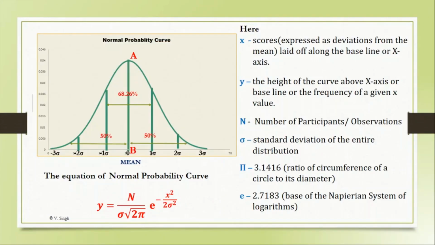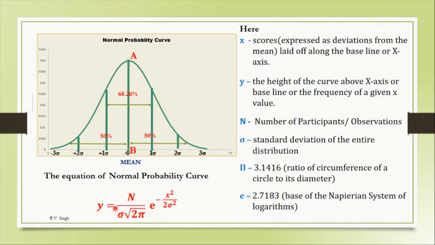Okay, now before seeing the entire characteristics of the normal probability curve and its different applications, let us see its equation. The normal probability curve equation is given by y equals N divided by sigma root 2 pi, multiplied by exponential e to the power minus x squared by 2 sigma squared. Let us see what these symbols are in this equation. Here, x are scores expressed in deviation form laid off along the baseline of x-axis. Y is the height of the curve above x-axis or baseline, and N is the number of observations.